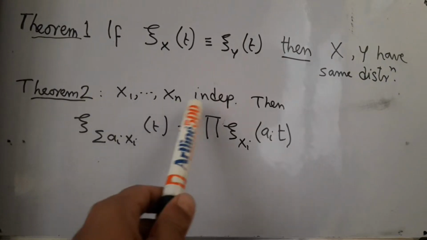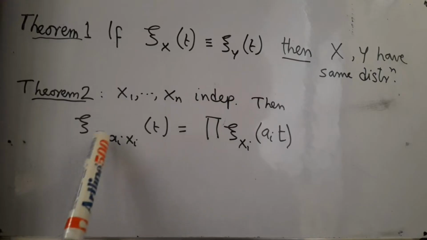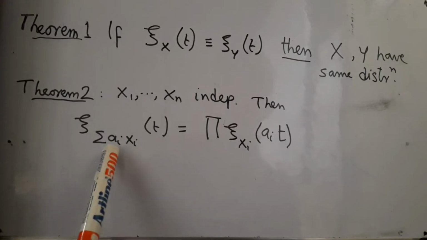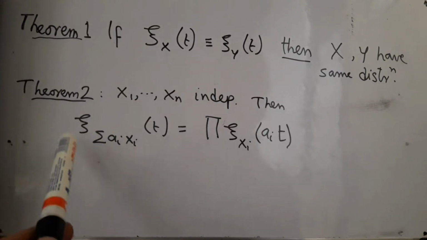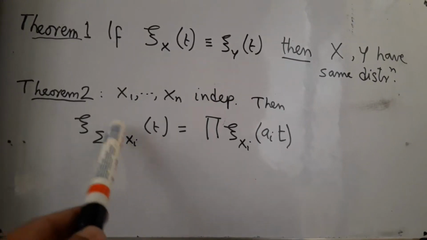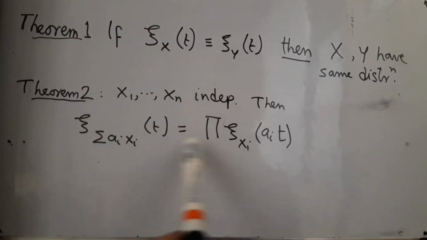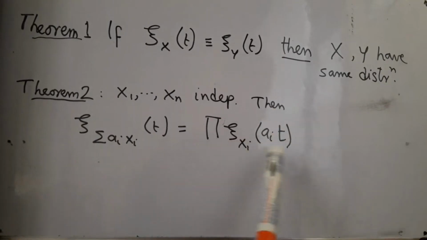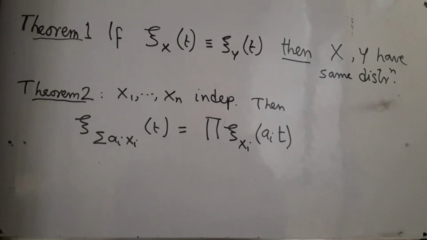If I give you some independent random variables xi and you are interested in the linear combination summation ai xi, where the ai's are real numbers, then you can easily find out the characteristic function of the linear combination from the characteristic functions of the individual xi's, and this is the relation. All that you do is you take the characteristic functions of the individual xi's, evaluate them at ait and take the product. And the proof of this is pretty straightforward.